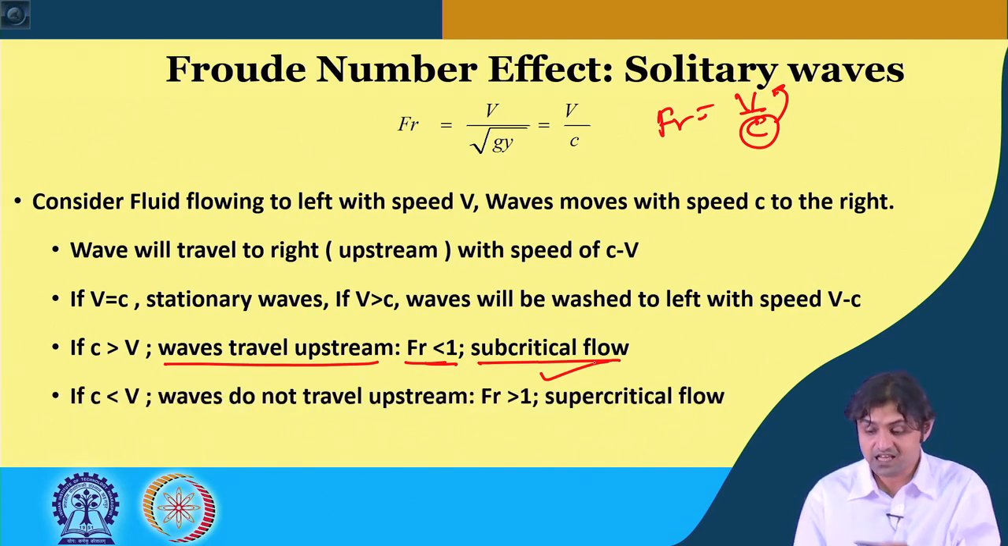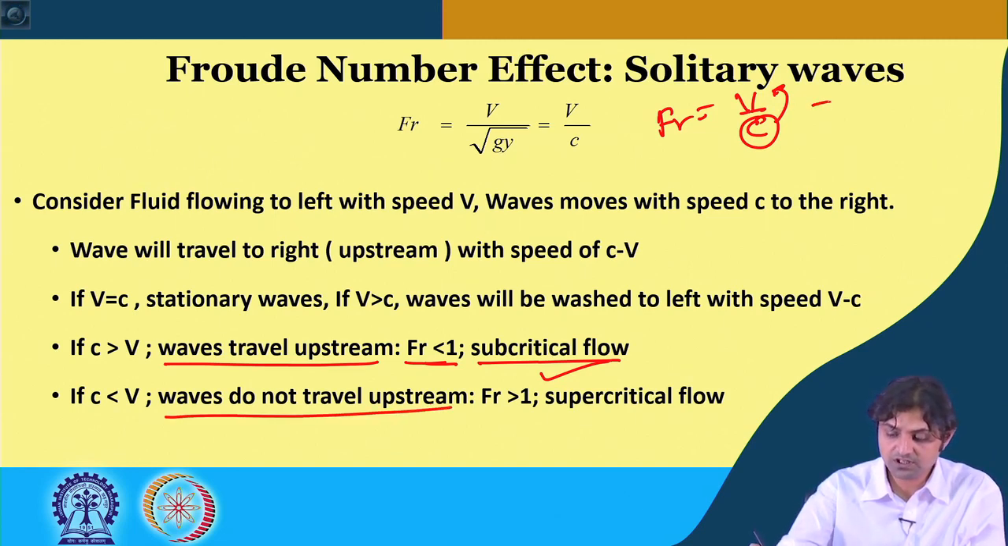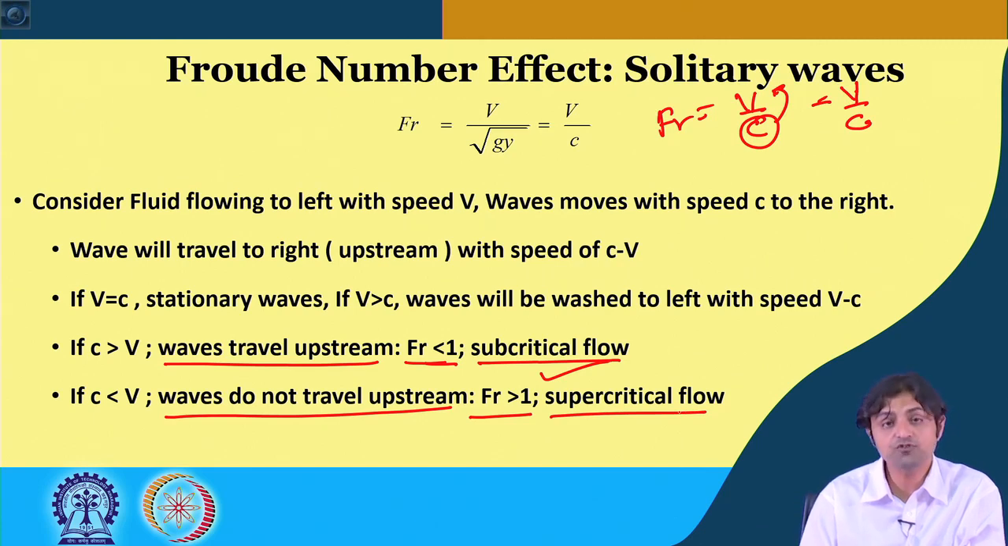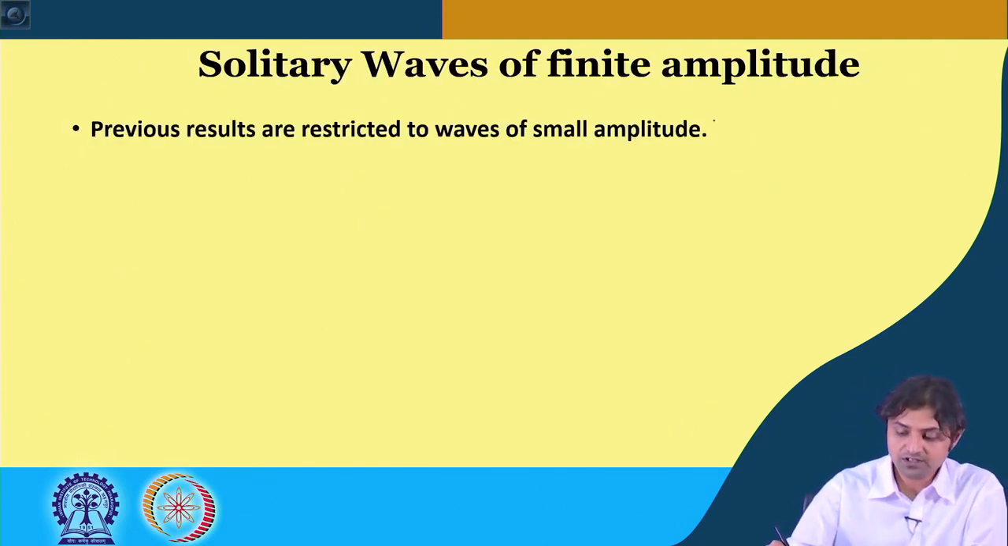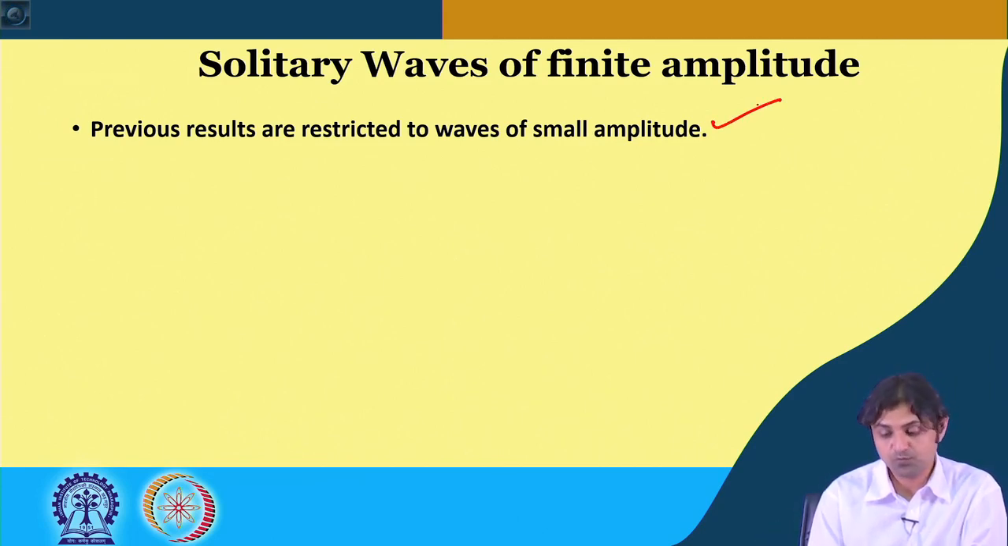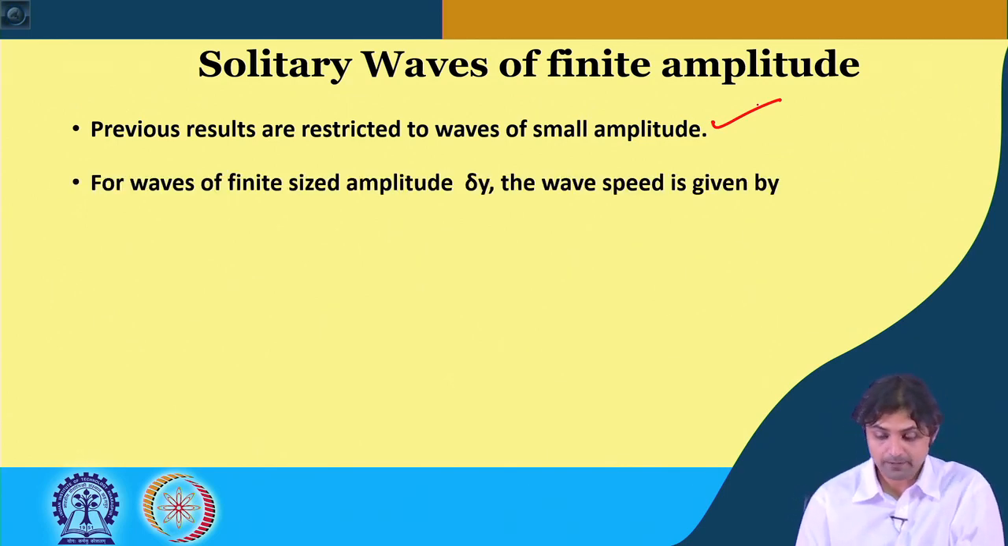If c is less than v, so that means v is greater than c, waves do not travel upstream, and because of this definition v by c, because v is greater than c, Froude number is greater than 1, and this falls into the regime of supercritical flow, alright. But the previous results that have been obtained are restricted to waves of small amplitude. That is very important to remember.